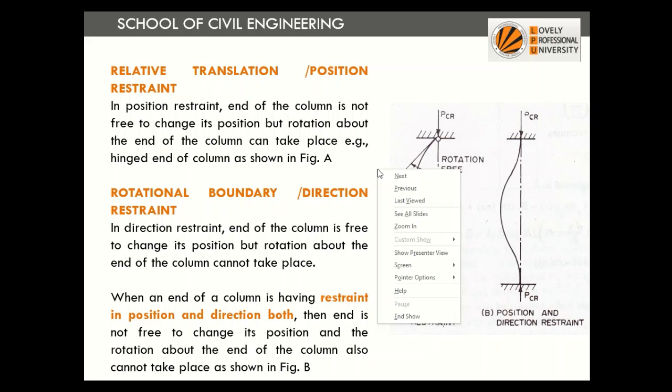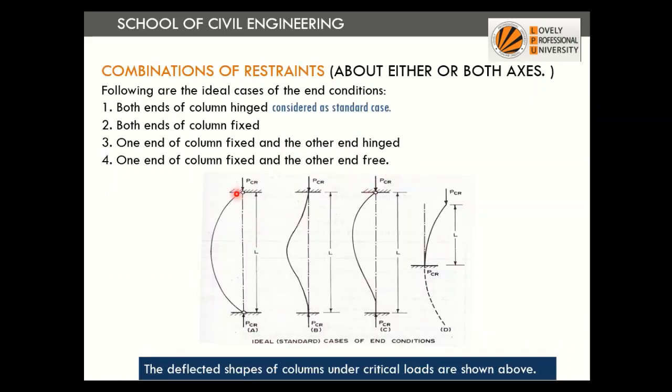Moving ahead, you can see this is a pin-pin combination. That means translation is not allowed, but rotation is allowed. So the combination of restraints about either or both the axes can be classified as both ends of the column hinged. This is considered the standard case, hinge, where effective length is equal to unsupported length, where capital L is the actual length of the column. Now the second case is both ends of the column fixed. It can be seen in figure B. Both the ends are fixed.